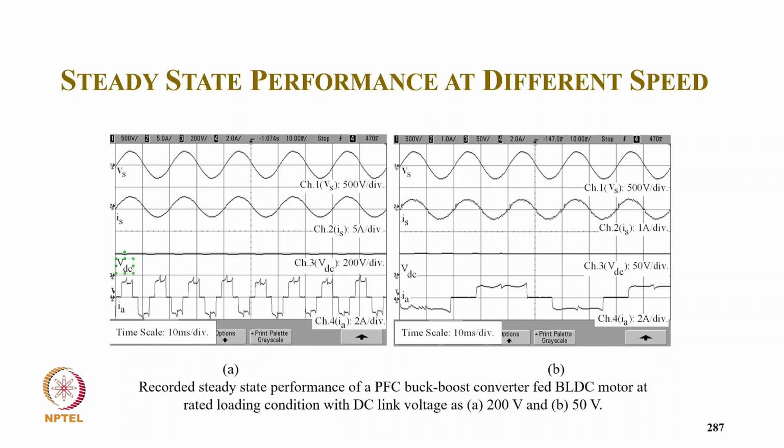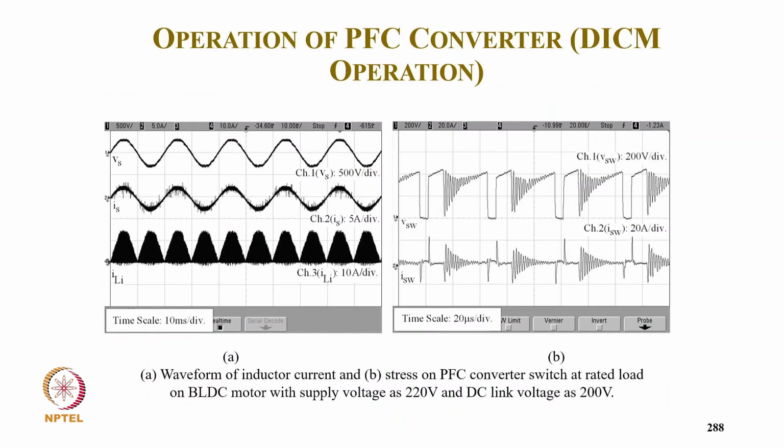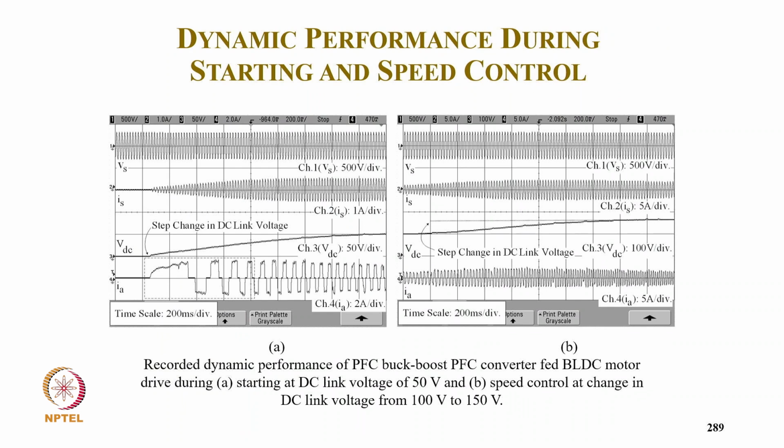This is implemented experimentally, and these are the waveforms at 200 volt DC link, where the speed is around 2000 RPM: the input voltage, input current, DC link voltage and motor current. And these are at low speed, 500 RPM, with 50 volt DC link voltage: supply current, DC link voltage and motor winding current. This is the waveform of the inductor current, demonstrating that it is in DCM, along with the input voltage and input current. Then we get inherent PFC at 220 volt DC link voltage, and these are the supply voltage, switch voltage and switch current.